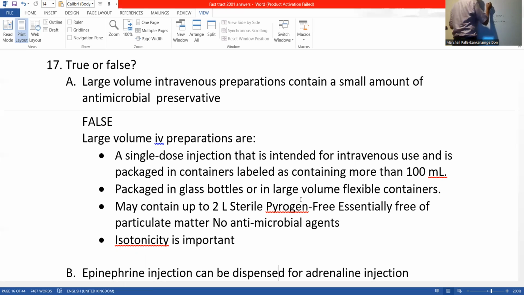Then more than 100 ml, like 0.9% sodium chloride saline. So this one, no preservative. So large volume parenteral preparations don't have preservatives.